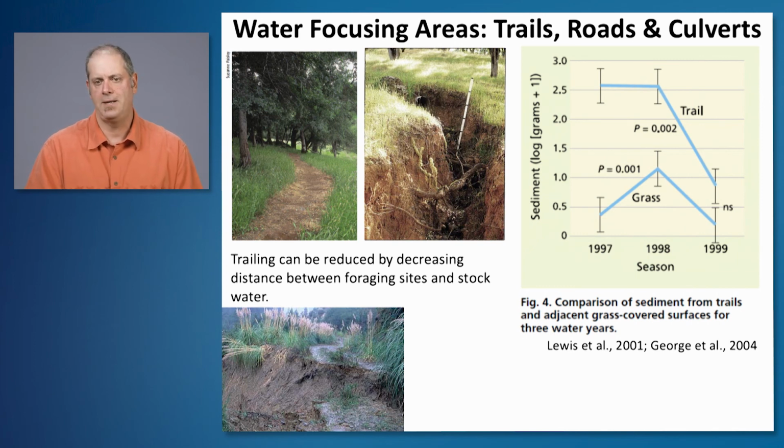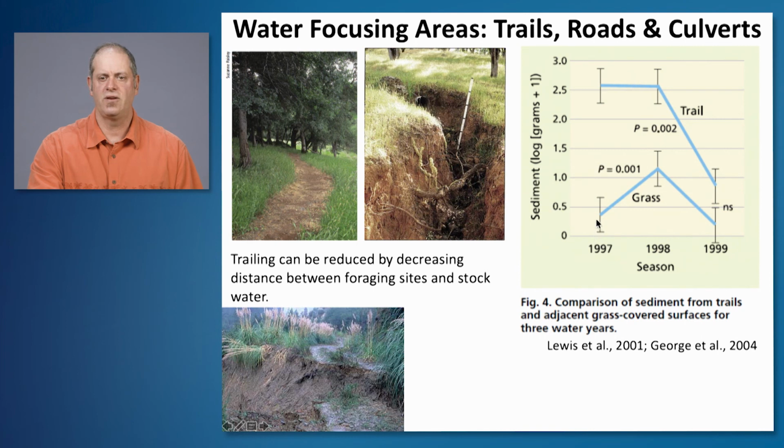a surface water body. This figure is just showing you how it compared a grass, a trail, erosion on a trail, to an adjacent grassed area. And it compared the erosion, the sediment loss in surface runoff in 1997, 98, and 1999. And this sediment is in a log format.